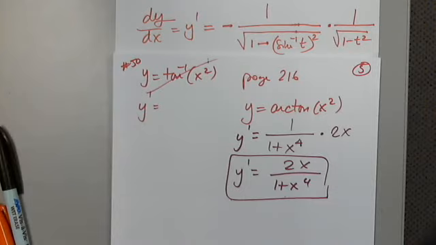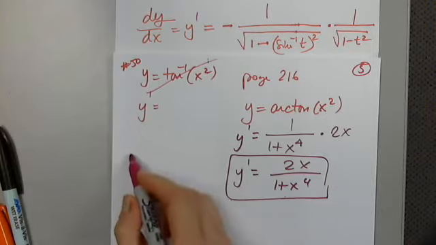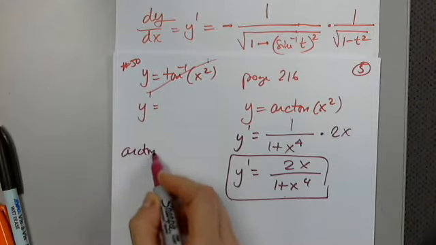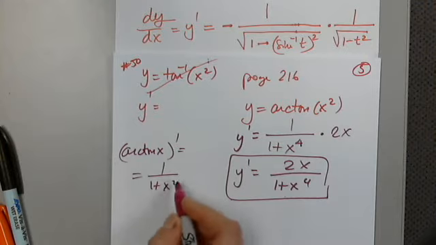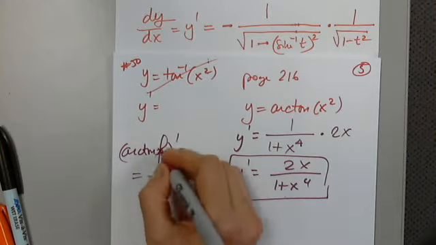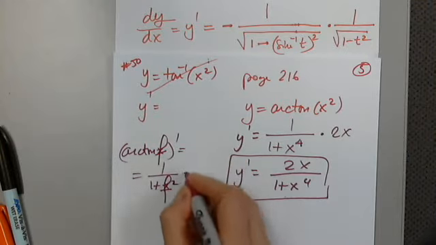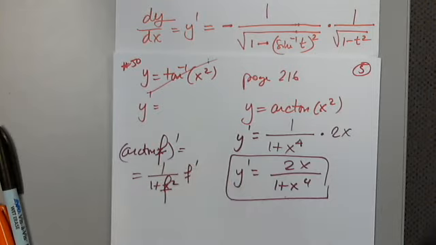Is that okay? So arc tangent x prime equals 1 over 1 plus x squared. If this is a function, then this is a function squared and times f prime. So since our function was x squared, when we put it in here, squared will get x to the 4th, and f prime will be 2x. Everyone with me? Okay, do we need another or we move on?